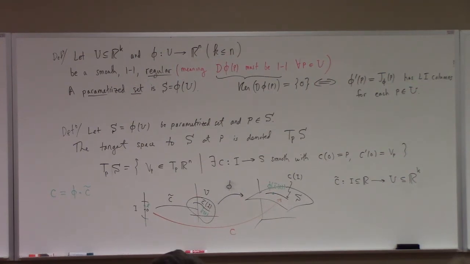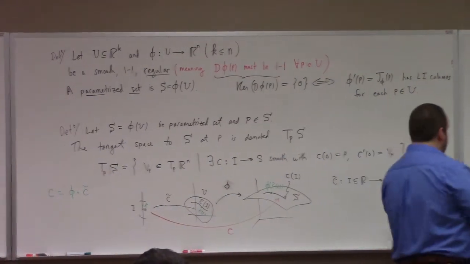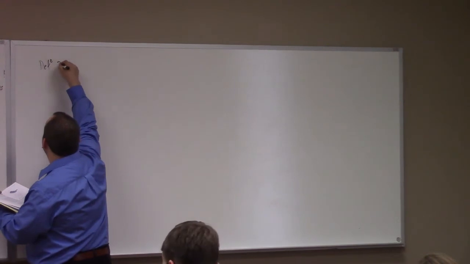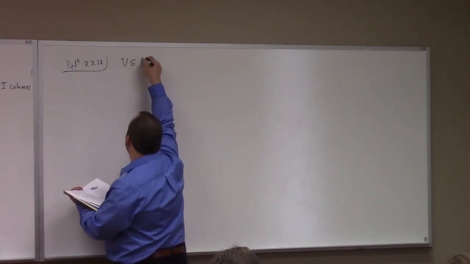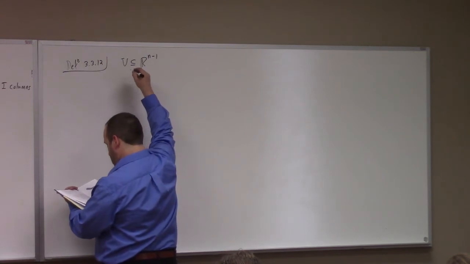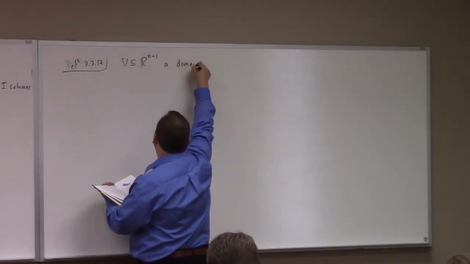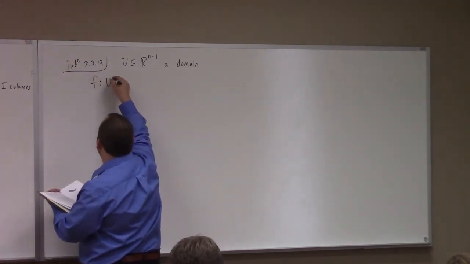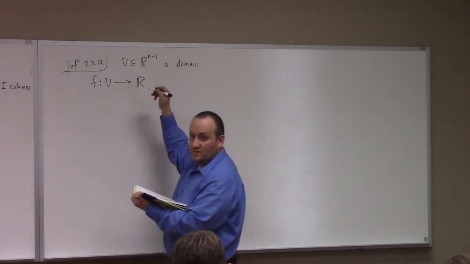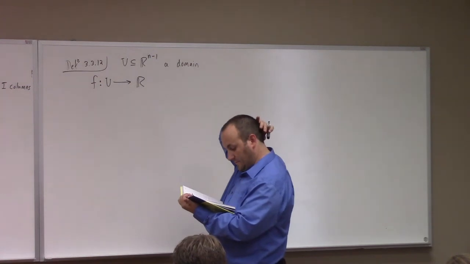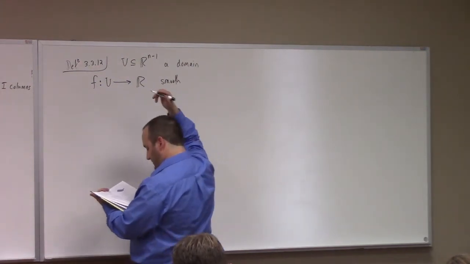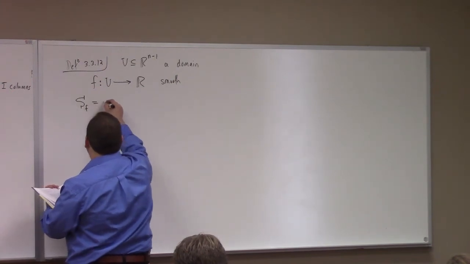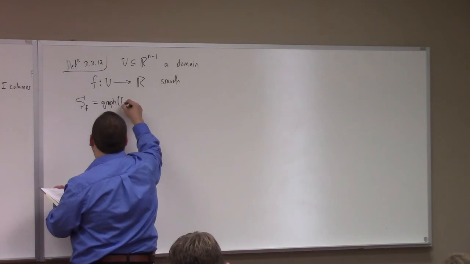So his next definition, he has definition 3.3.12. Here he has U, a subset of R^(n-1), a domain. He has f that goes from U to R, so it's a real valued function of n minus 1 variables, smooth. And then he says S_f is equal to the graph of f, and he just defined that before this definition, but I'll define it here.